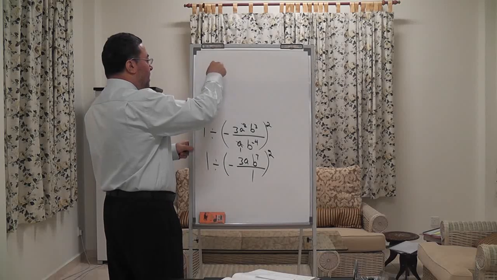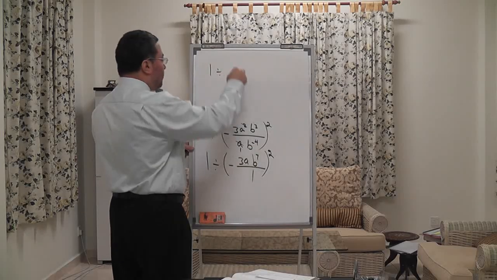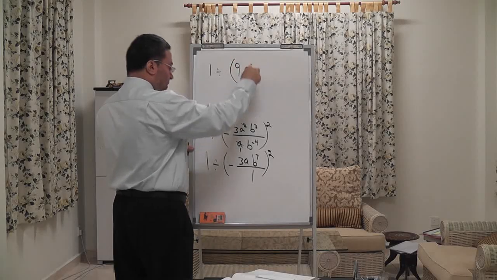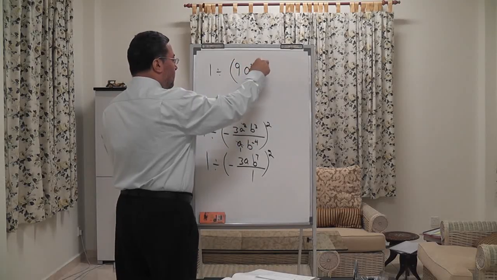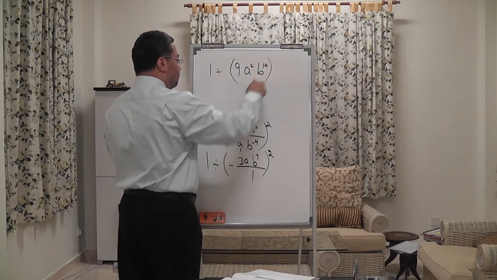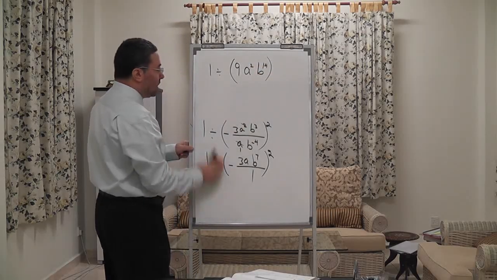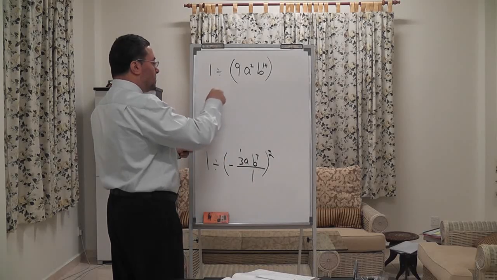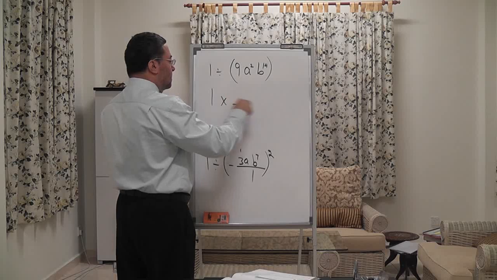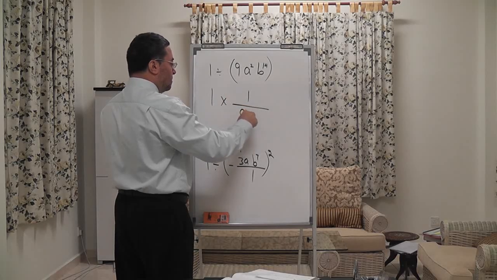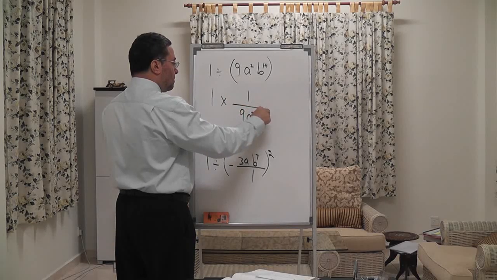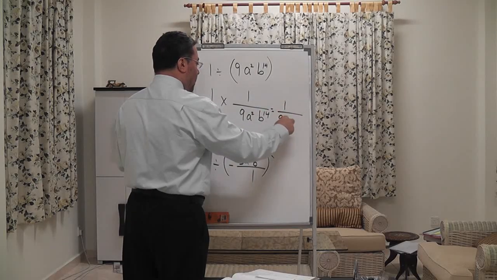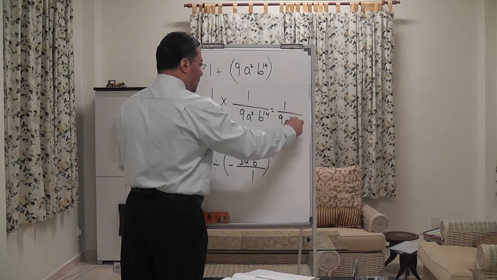So we have 1 divided by, we square, 9 a squared b to the 14th. Now we change into a multiplication and flip this. And that equals to 1 over 9 a squared b raised to 14.